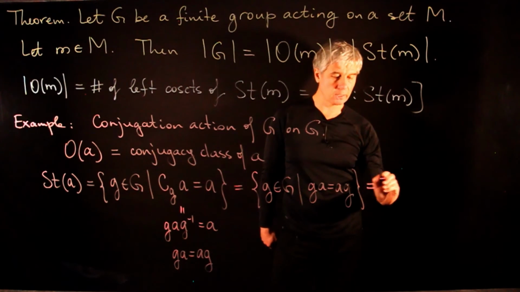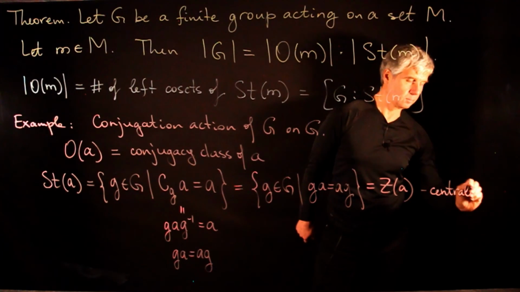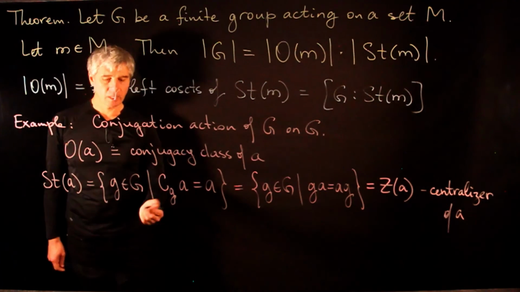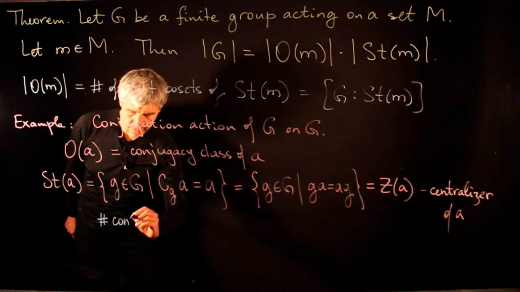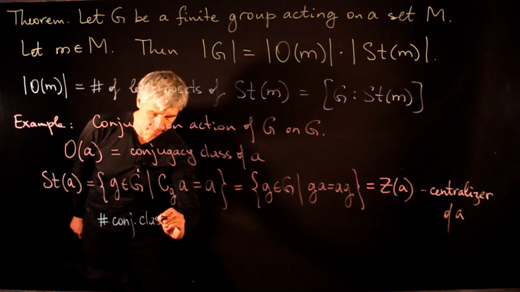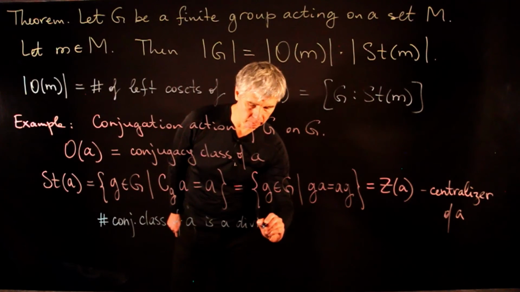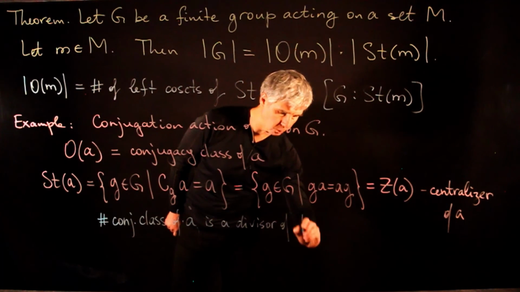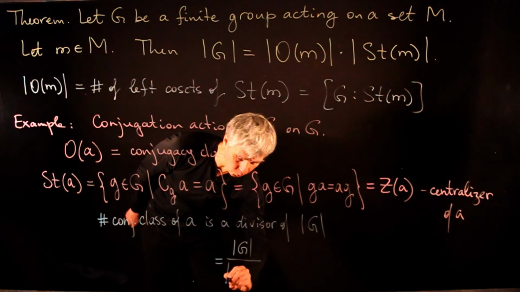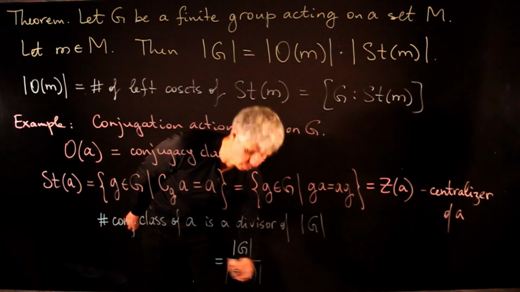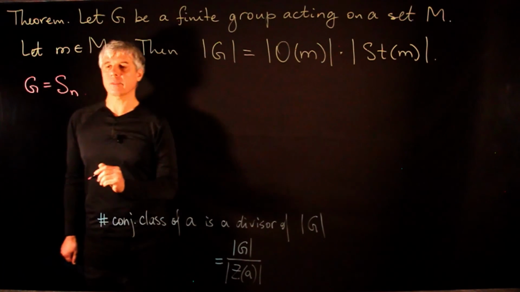And this subgroup is denoted Z of A and is called the centralizer of A. So this theorem tells us, first of all, that the size of the conjugacy class of A is a divisor of the order of G and is equal to the order of G divided by the order of the centralizer of A.